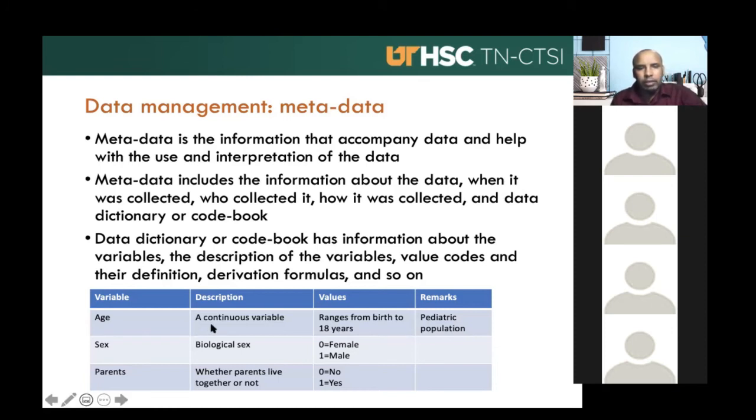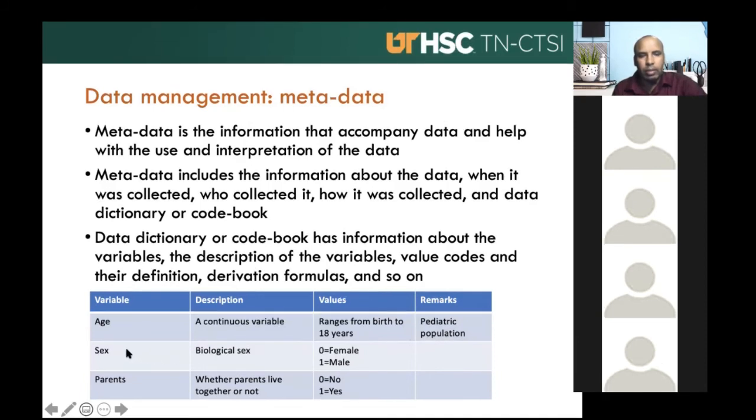For example, age is a continuous variable in a hypothetical data set, and the values range from birth to 18 years. The population is a pediatric population. Sex is biological sex. The description is the biological sex, and the possible values are 0, which stands for female, and 1, which stands for male. For parents, the description is whether parents live together or not: 0 if they are not living together, 1 if yes.